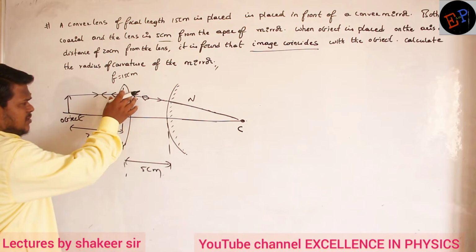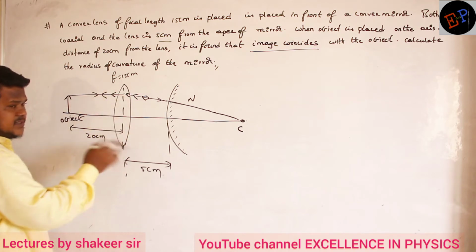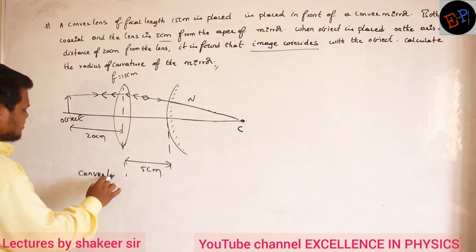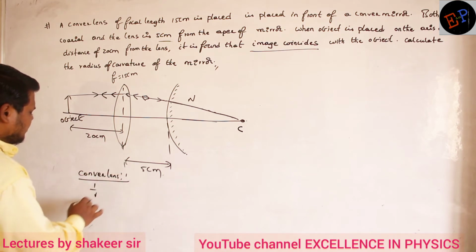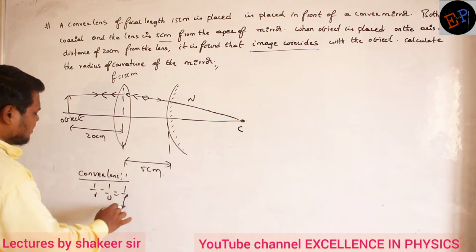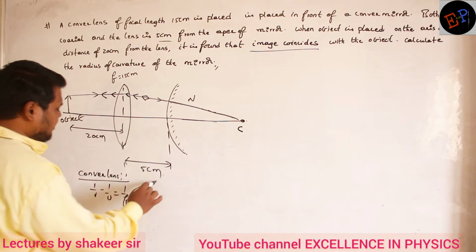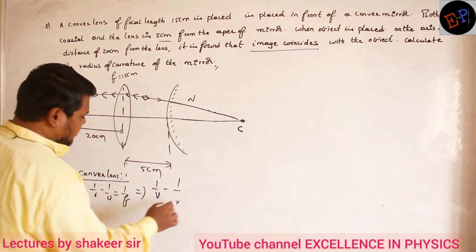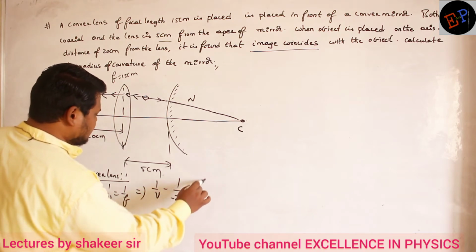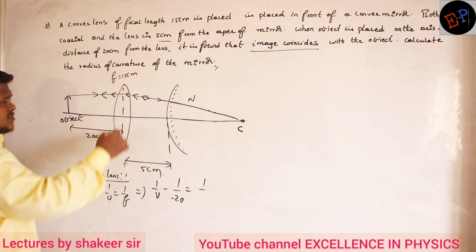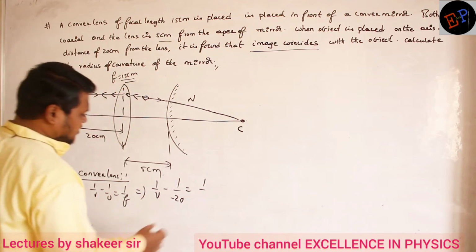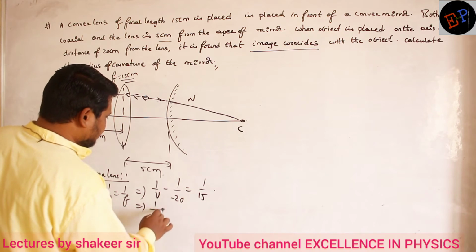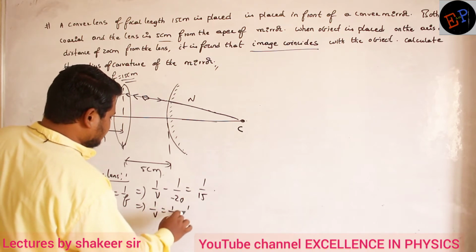Now let us calculate where the image is created because of this lens. Image formation because of a convex lens: the formula is 1/v minus 1/u equals 1/f. So 1/v minus 1/u, where u is present at minus 20. What is the focal length of this lens? Plus 15. So if you do this calculation, 1/v equals 1/15 minus 1/20.